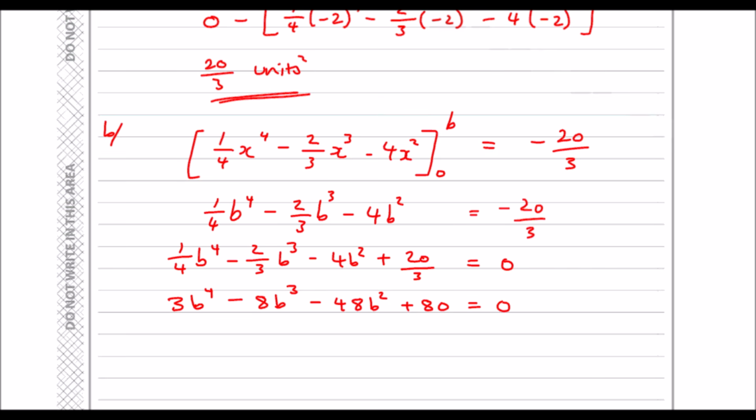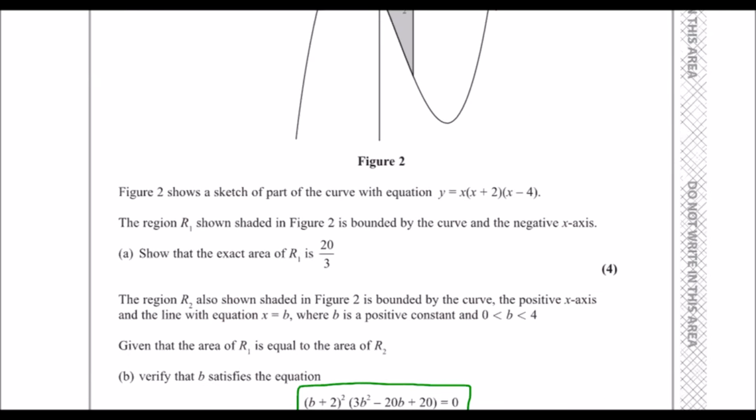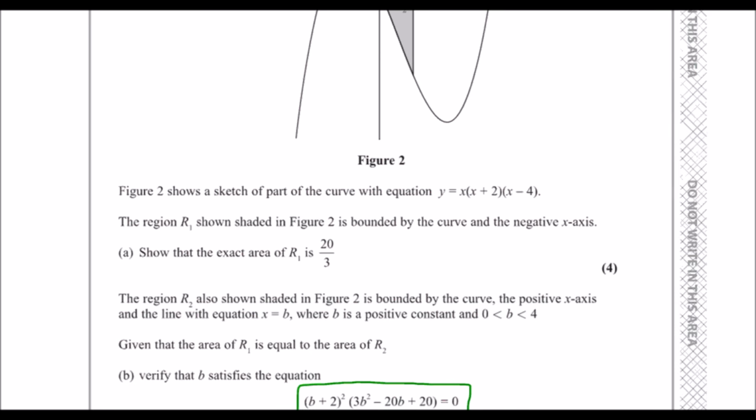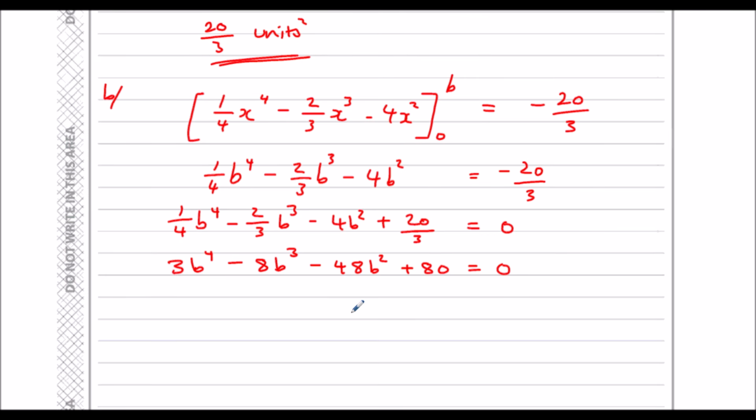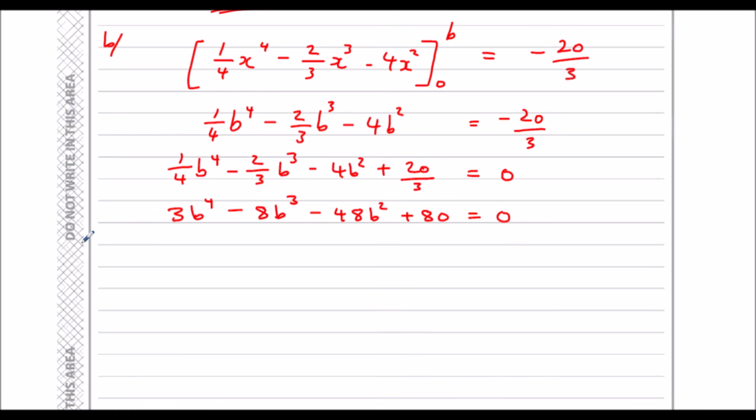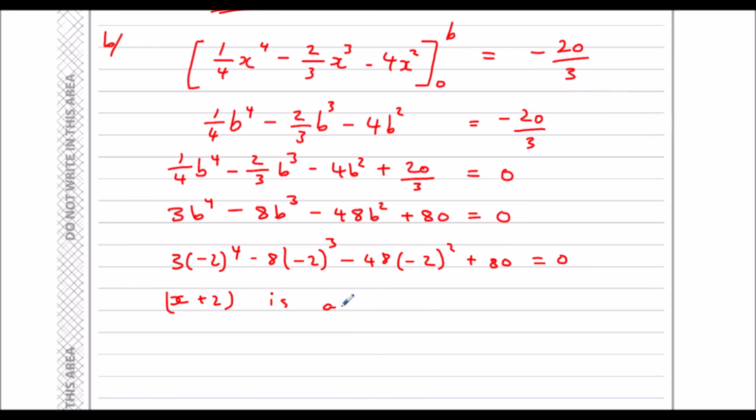We could use the factor theorem to try and find a factor. We know b plus 2 is a factor. So let's go straight to taking b plus 2 out of this. So we could check b plus 2 is a factor using the factor theorem and say if we substitute in negative 2, it would equal 0. So we could say b plus 2 is a factor.